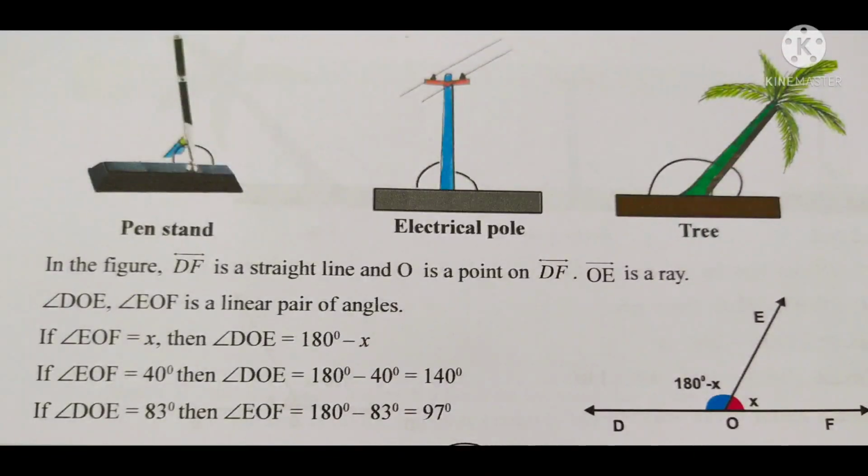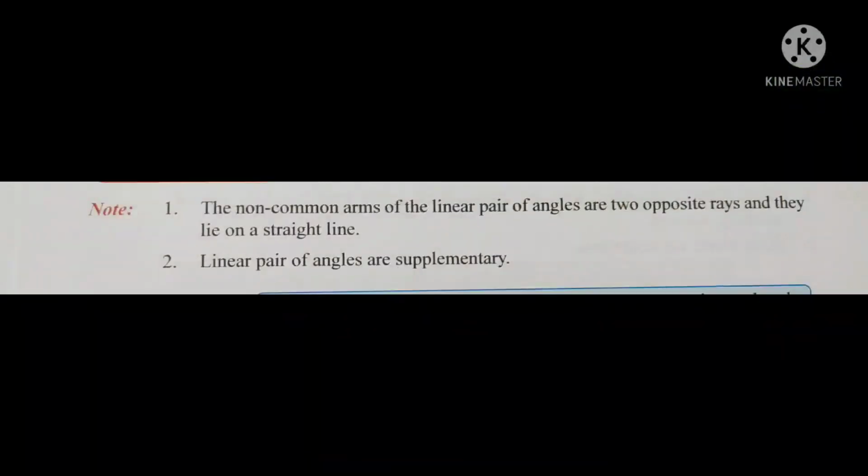Discuss this some more. If angle EOF equals 70 degrees, then angle DOE equals 180 degrees minus 70 degrees, which equals 110 degrees. If angle DOE equals 60 degrees, then angle EOF equals 180 degrees minus 60 degrees, that equals 120 degrees. Note two points here, children.